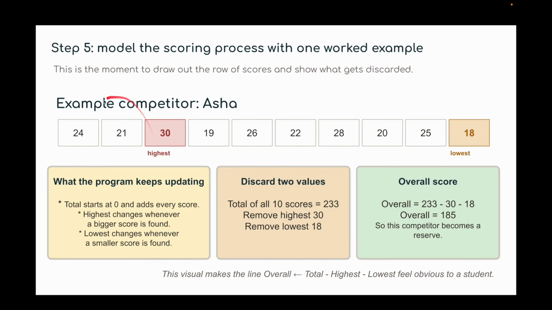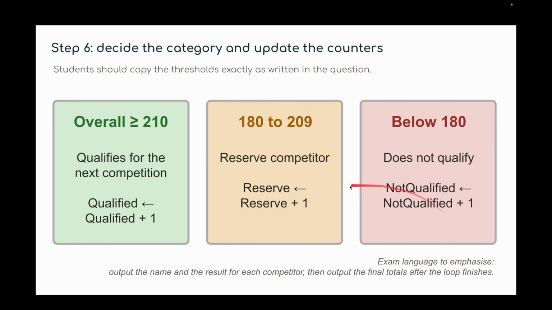Going back to what we've just said, we've got Asha's scores. A high score was 30, a low score was 10. Total starts at 0 and adds these scores every time. The highest changes whenever a bigger score is found. The lowest changes whenever a smaller score is found. The total of all the scores is this. We remove 30, we remove 18 to get 185, which puts Asha, as I said before, in reserve. So we're adding these to the counters, the qualified counter, the reserve counter, the non-qualified counter. Those slides there are a basic overview of what we've got to do.